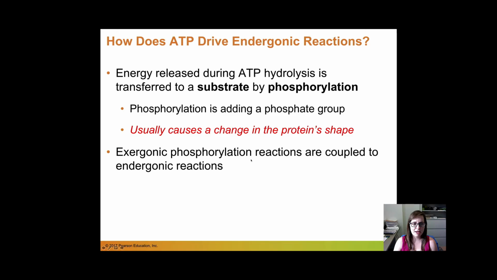And so ATP hydrolysis is transferred to a substrate by phosphorylation. You're going to take off that inorganic phosphate and stick it onto a substrate. That's going to activate that substrate, and it's going to cause a change in the protein shape, and it can also raise the potential energy of that substrate. And so exergonic phosphorylation reactions are then coupled to endergonic reactions.